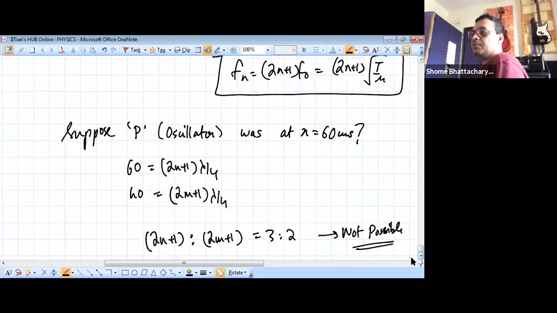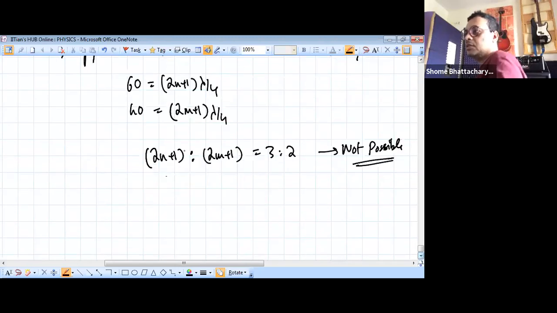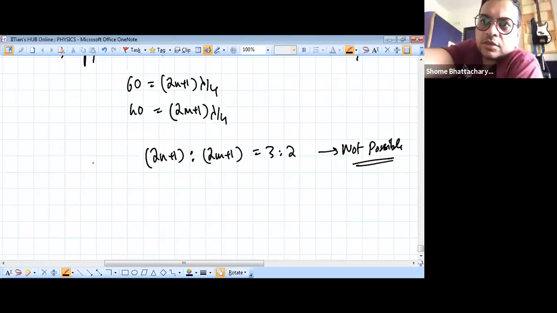So basically, if I attach an oscillator at the 60 centimeters position, it will never be able to produce standing waves with a sizable amount of amplitude because it will never resonate. Okay. So that is the thing. Okay, so Bhaskar, hope these points are clear to you.